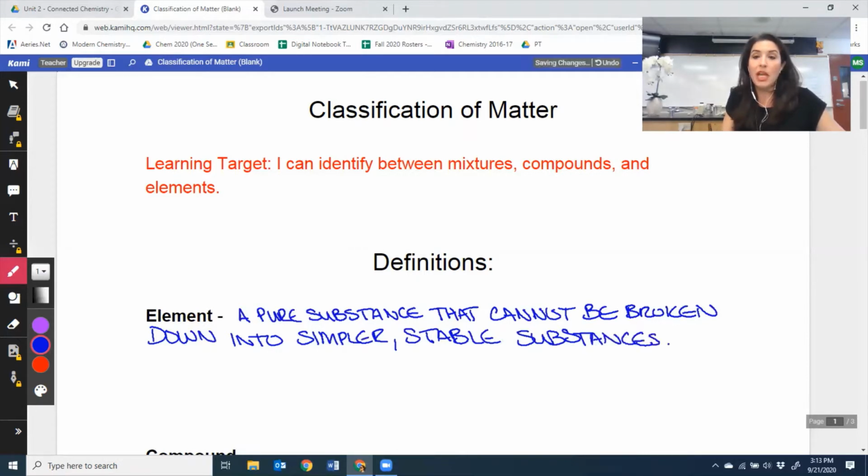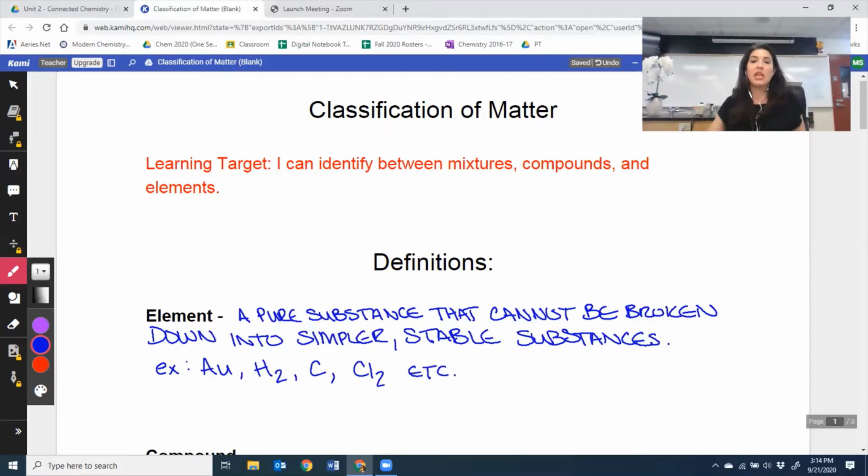So typically you're looking at things with a chemical formula that contain only one type of atom. For example, you might have gold, hydrogen gas. Even though there are two atoms of hydrogen in a molecule of hydrogen gas, it's considered a pure element because it's the same type of atom, and you can't break it apart without it becoming unstable. You could have pure carbon, or you could have something like chlorine gas, etc. So anytime you're looking at a material that is made up of only one type of atom, it's safe to say that it's an element.